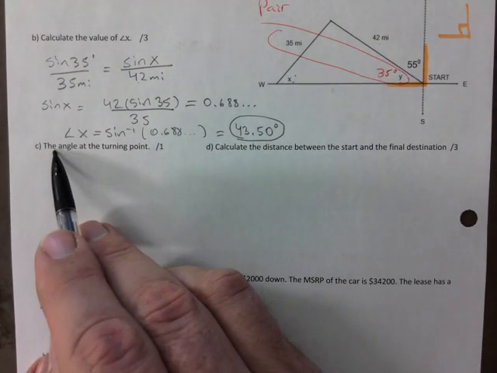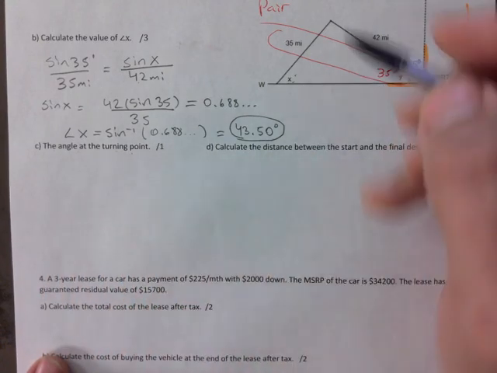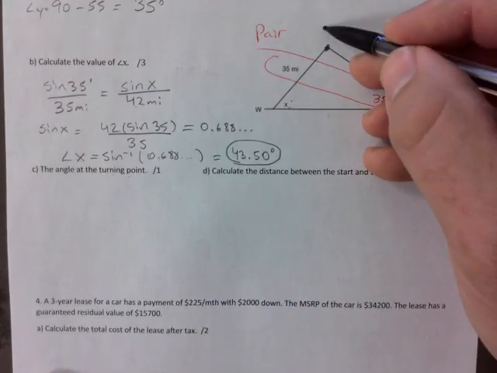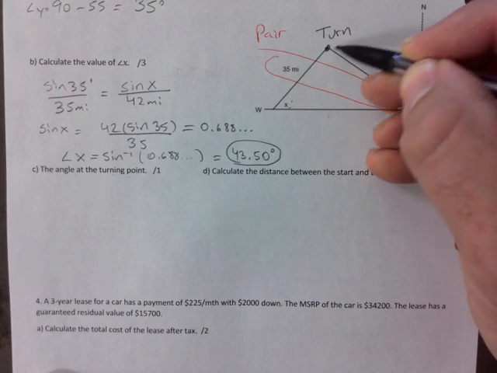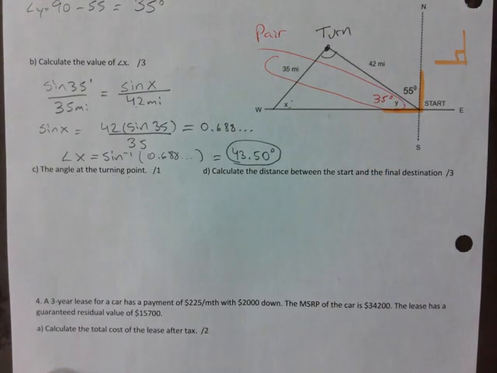Okay, the angle at the turning point. So this is where the turn happens. You can actually write that down, right? The angle right here is what they're asking for.